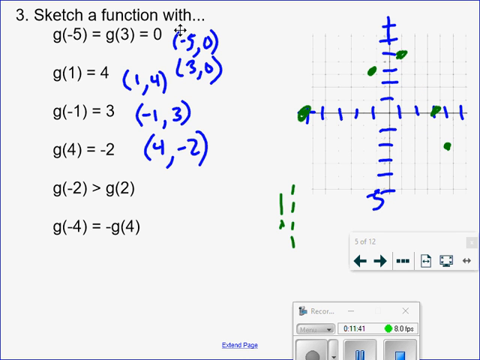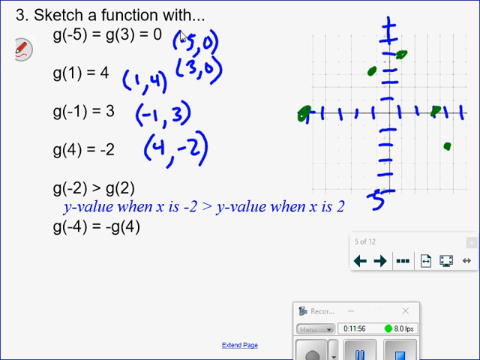Or sorry, I said that backwards because I was trying to erase my mess. The y-coordinate when x is negative 2 has to be bigger than the y-coordinate when x is 2. So in words, y value when x is negative 2 is greater than the y value when x is 2. So at negative 2, I'm going to graph some random y value. I'm going to graph 1. There's negative 2, 1. That value has to be bigger than the value when x is 2. So I'll make that negative 1. All right, so the y-coordinate at negative 2 is greater than the y-coordinate at 2.